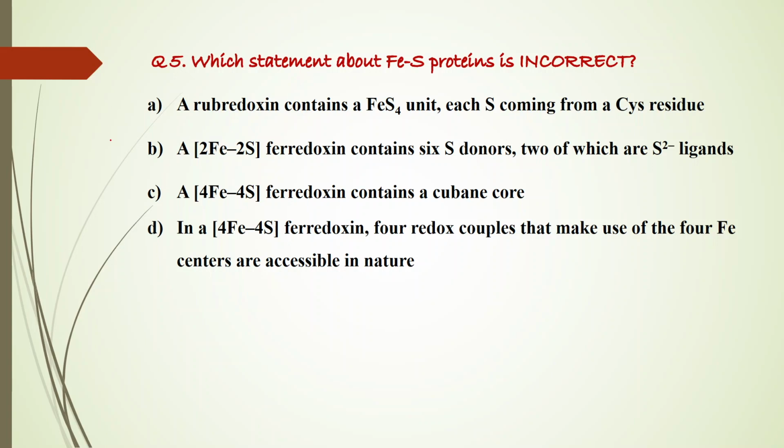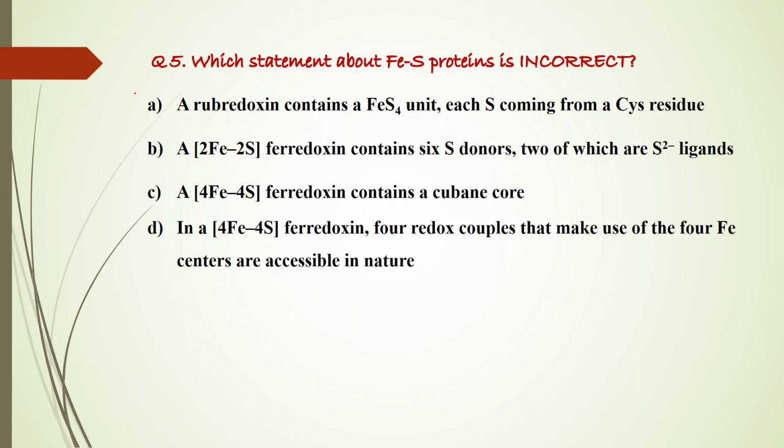So there are four statements. First one: rubredoxin contains FeS4 units, where each S is coming from a cysteine residue. The next one: 2Fe2S, or you can also call it Fe2S2, ferredoxin, contains 6 S donors, 2 of which are S2- ligands. Third one: a 4Fe4S ferredoxin contains a cubane core. And the fourth one, also about a 4Fe4S ferredoxin, says that the 4 redox couples that make use of the 4 Fe centers are accessible in nature. These are the 4 statements.